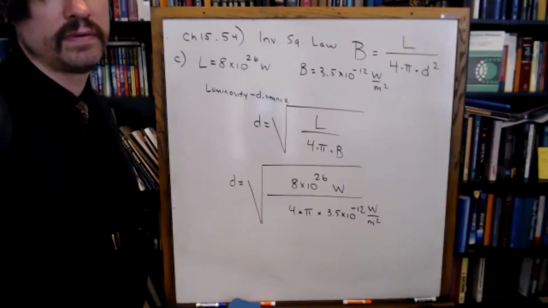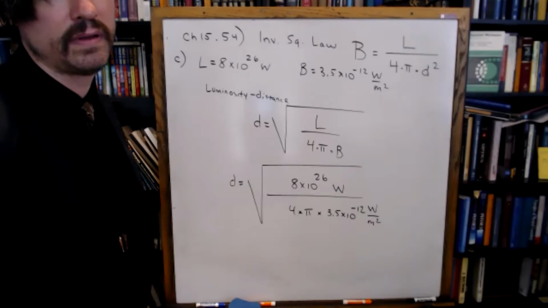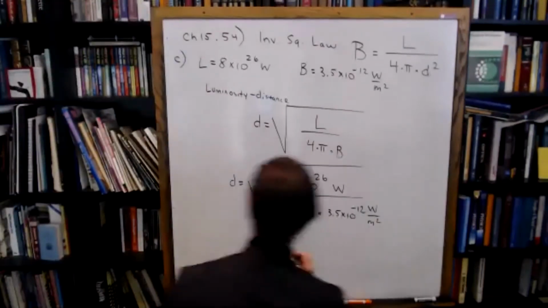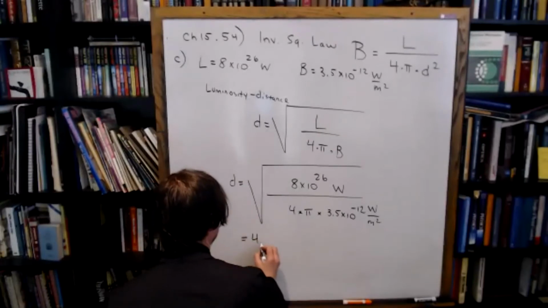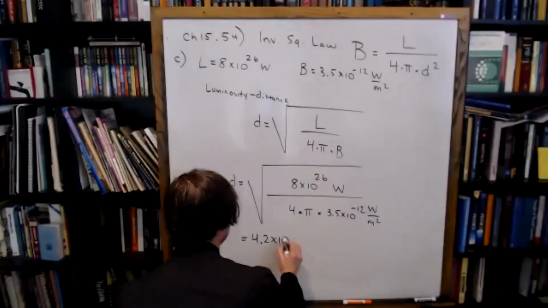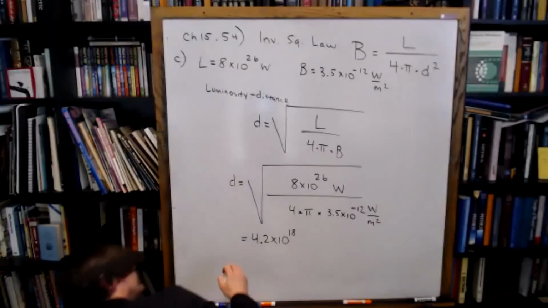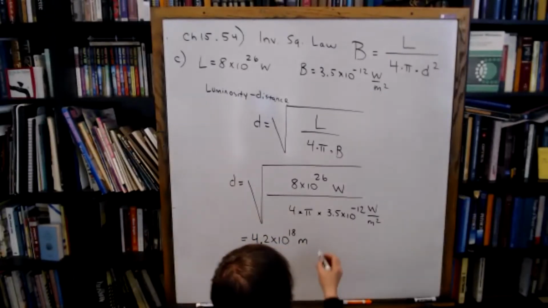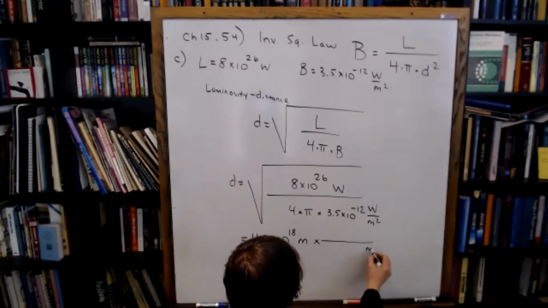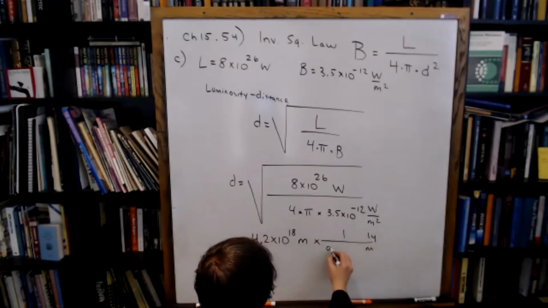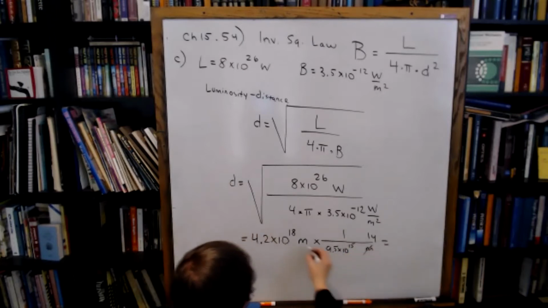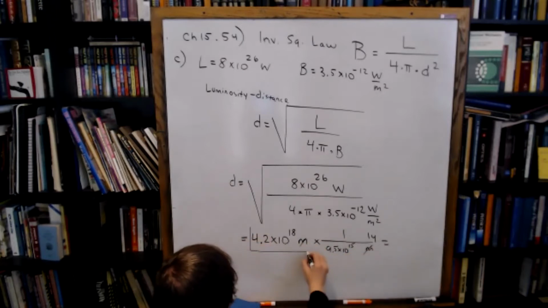I got 4.2 times 10 to the 18th watts. Wait, not watts though. Oh yeah, because the watts cancel out, right? Right. Sal, what are the new units? Meters. Great. Let's convert that to light years. 1 light year is 9.5 times 10 to the 15 meters. How many light years is that? Box the meters for me, though.